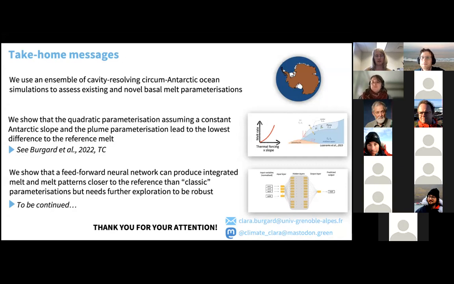So you'll use the input from UK ESM, get the melt rate, and then compare it to the computed melt rate. Gotcha. Okay. Exactly. Yeah, sorry. Thanks.